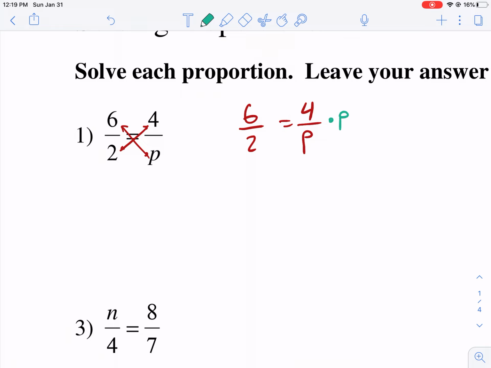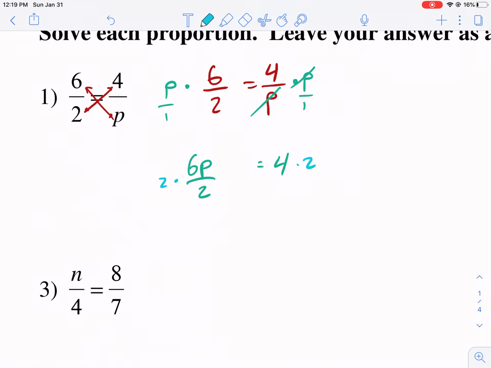In order to get p by itself, you'd multiply both sides by p, or p over 1. Once you do this, the p's would cancel out on the right, and you'd be left with 4 on the right, and then you would have 6p over 2 on the left. Now, I'm going to pretend for a second that you can't reduce 6 over 2, which you can, just to show that the next step would be multiplying both sides by 2. So then you'd get 6p equals 8.